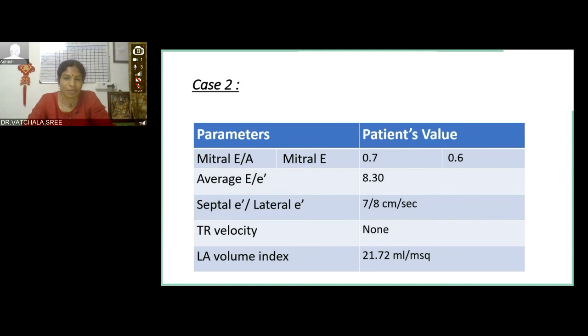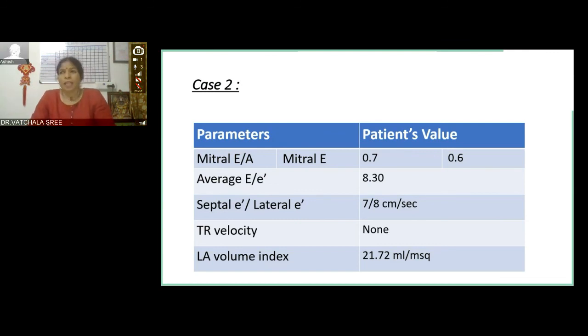Next question from Dr. Rumin. Volume index significance in patients of hypertension. LA volume, indexed LA volume, is that the question? Correct, ma'am. So you're asking me whether indexed LA volume is significant in patients with hypertension. I think it is significant.